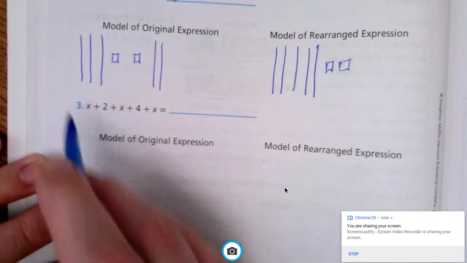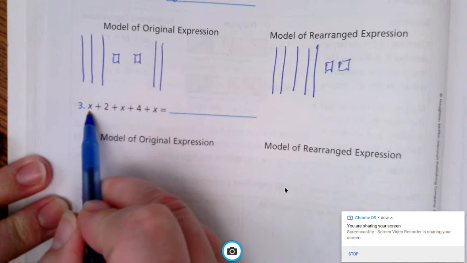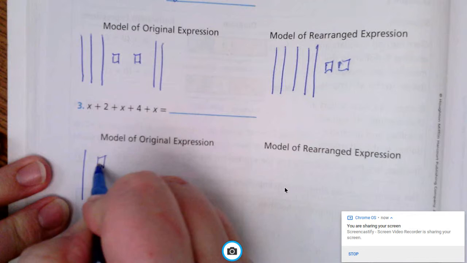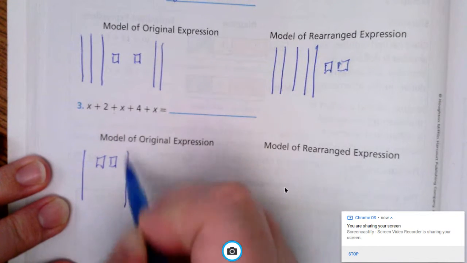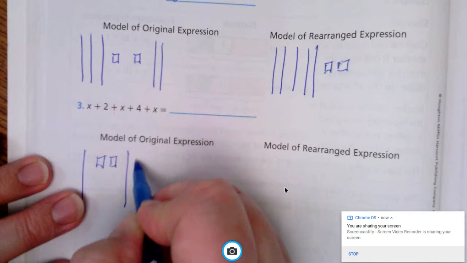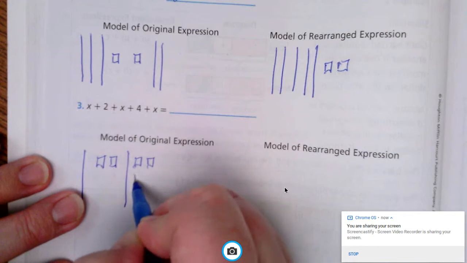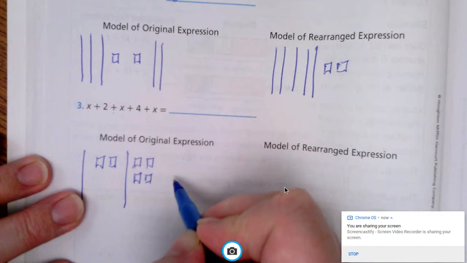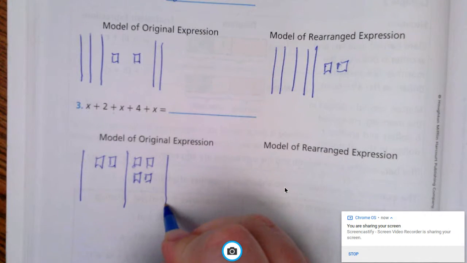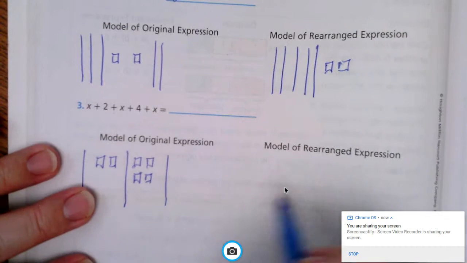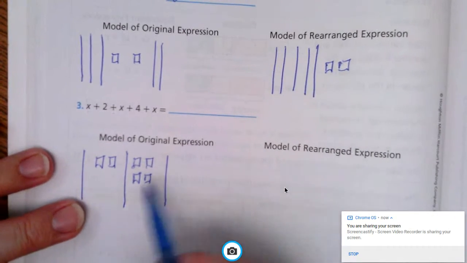Down here below, I have an x plus 2 plus another x. You can see how crazy this would get, right? Plus 4, this time maybe I could block them all, plus an x. Is that right? Here's a model of a rearranged expression.